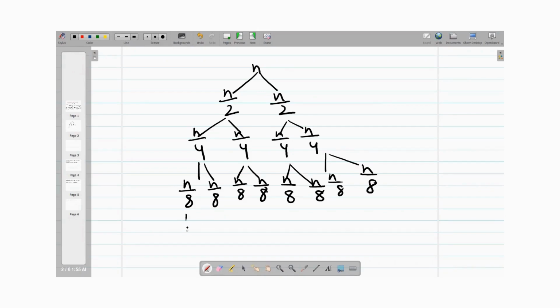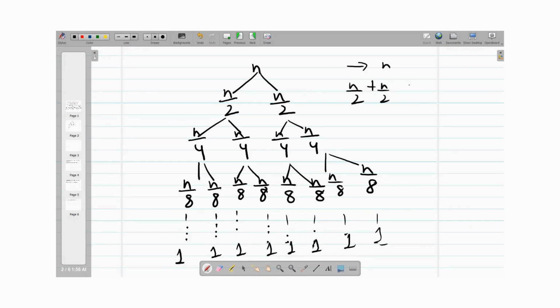And we keep dividing until the size of the array becomes 1. This should be 1, this should be 1, and so on for all the leaves. So at each level we count the cost. Here I have cost n, and this is also n. How? n by 2 plus n by 2, so the LCM would be 2, and it comes down as 2n divided by 2. Cancel the 2 with the 2.